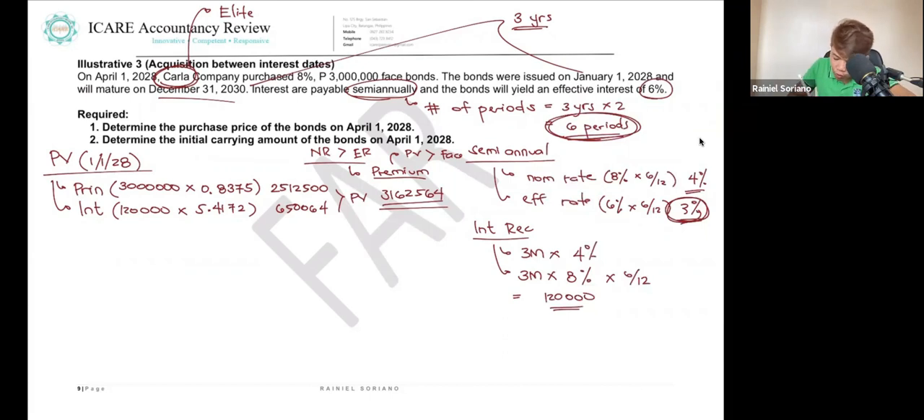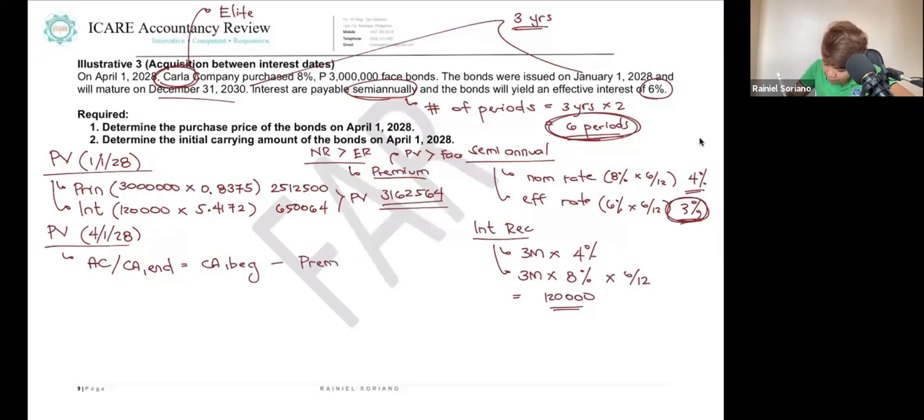Let's compute ngayon kung magkano ba yung present value as of April 1, 2028, kasi doon tayo talaga bumili. Paano nga ulit tayo mag-compute ng amortized cost or yung tinatawag natin na carrying amount at the end? Originally, ang computation natin is equal to carrying amount at the beginning, minus premium amortization. Again, minus premium amortization. Okay? So na-compute na natin yung carrying amount at the beginning. That's equal to 3,162,564.